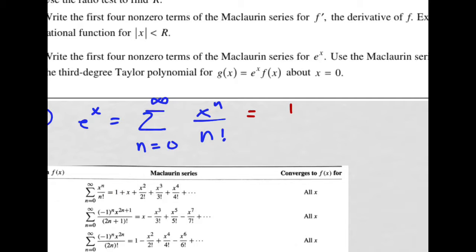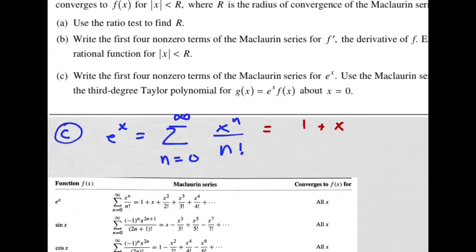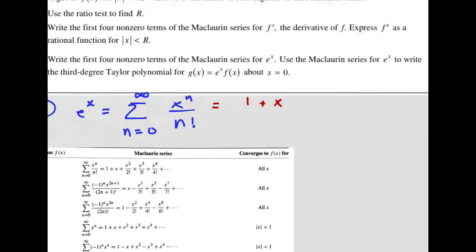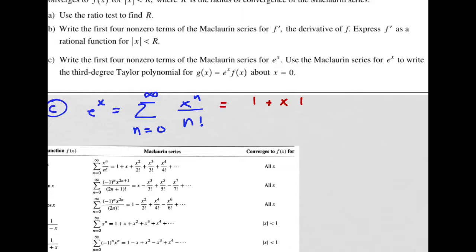And then I plug in 1. This is a plus because of the summation. x to the 1 is just x, and 1 factorial is just 1. It says first four non-zero terms, so that's 2, and 2 more to go. Plug in 2: that'll be x squared over 2 factorial, which is 2 times 1, just 2.